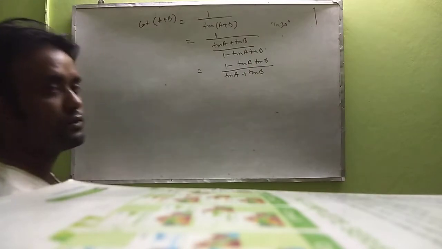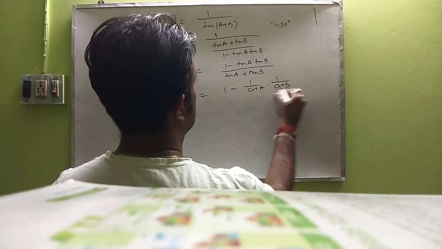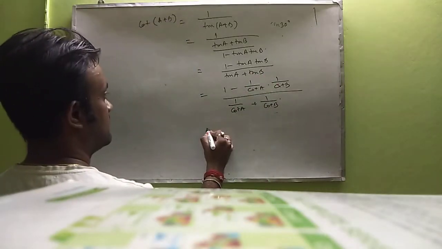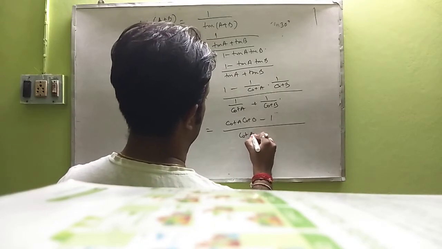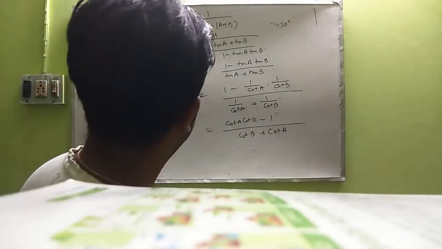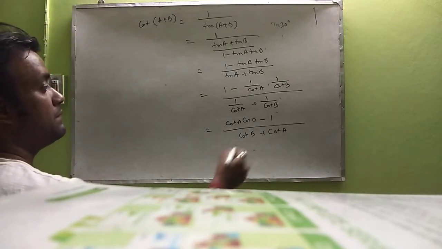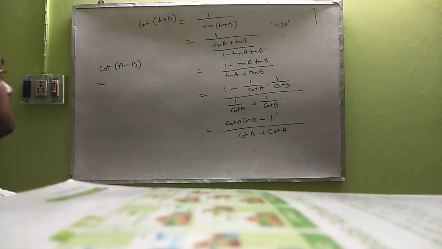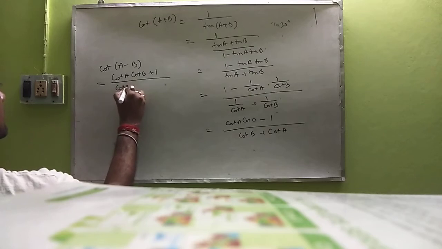You can write this tan A tan B in terms of cot A cot B by replacing this. So the ultimate value of cot of A plus B is equal to cot A cot B minus 1 by cot B plus cot A. With a similar process, we can evaluate the value of cot of A minus B, which will be cot A cot B plus 1 by cot B minus cot A.